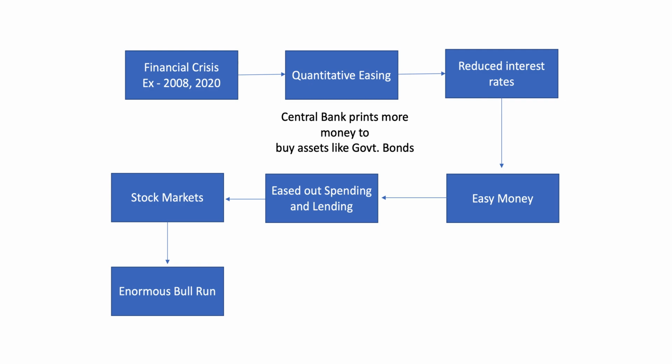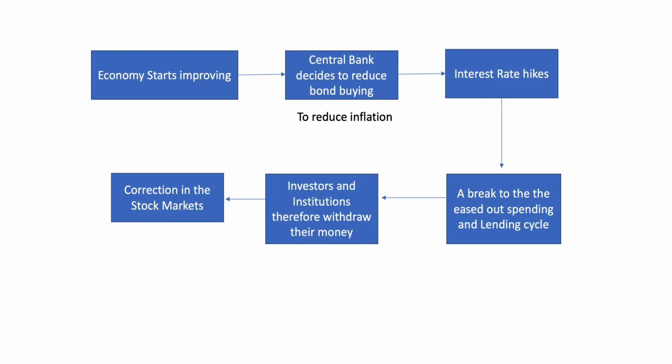I talked about how QE is primarily done to boost economic growth. Eventually the economy starts improving. The figures are good, for example job data, manufacturing data, and so on. These numbers start improving, and that tells the Fed that the central bank can now decide to reduce the bond buying. Why is it done? It's simply done to reduce inflation, because easy lending and spending will eventually lead to inflated prices of goods, and that is not really good for the economy. So the central bank then decides to reduce the bond buying.